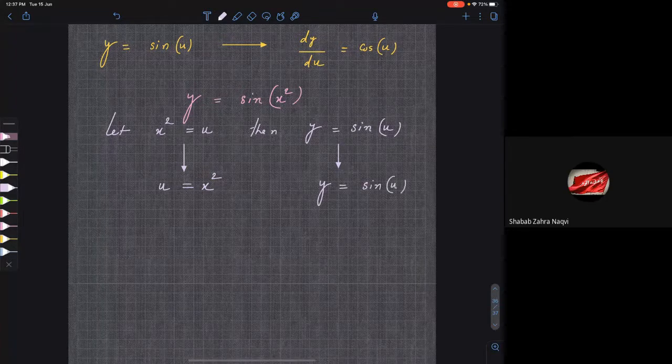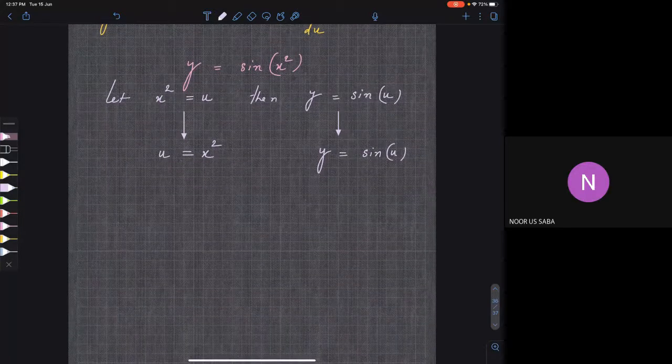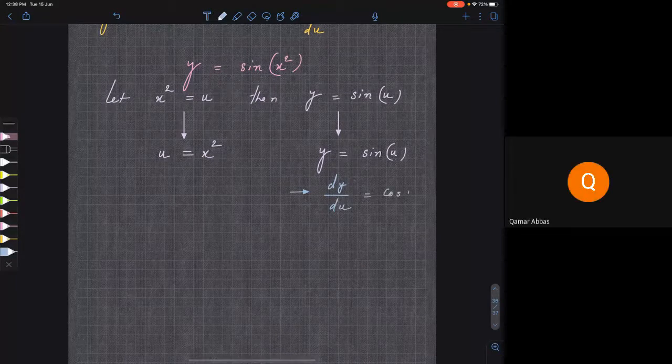Okay, fine. Now if I want to continue from y equals sine u, what derivative can I take? Can I take derivative with respect to x, or should I take derivative with respect to u? With respect to u only, because there is no x here. Therefore, tell me, what is dy by du? Cos u. Do you agree? Yes, sir.